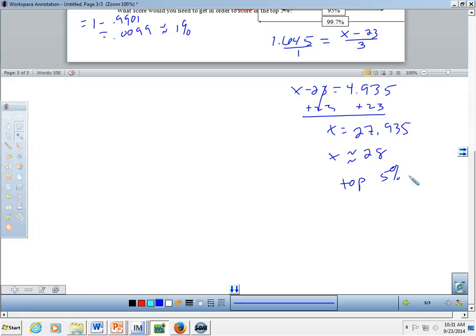And outside of that, using the standard normal table just becomes a matter of doing a bunch of calculations with it, which we will definitely do. So that's it for the notes.